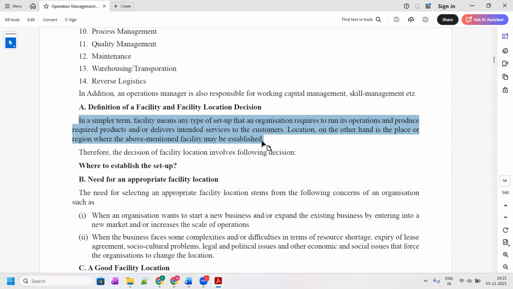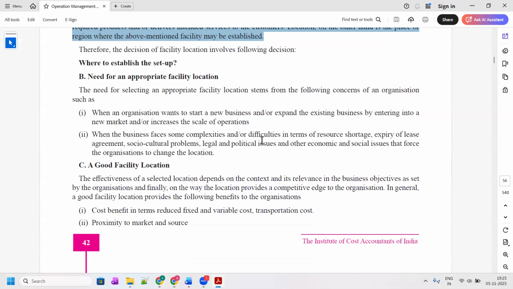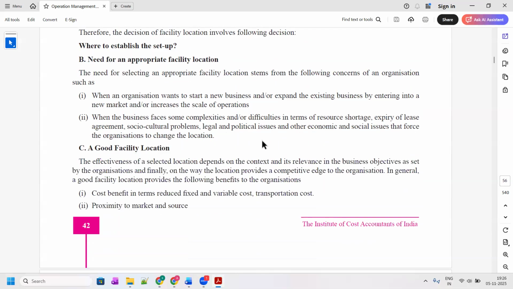Okay, and the question we are trying to answer is where we'll set up our plant. And before we talk about where we can set up a plant, we can talk about the need for an appropriate facility location. So what factors or what parameters we can look into before deciding where we can set up our facility location. That can be one of the big challenging questions the company has to think about when we are talking of starting or expanding business.